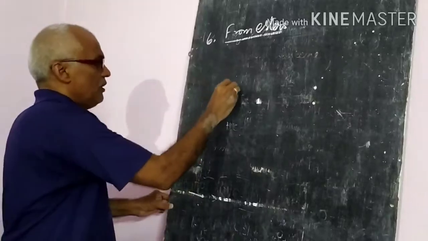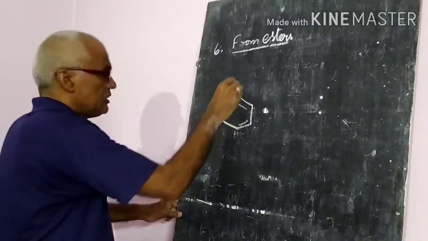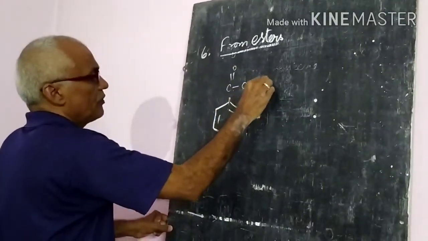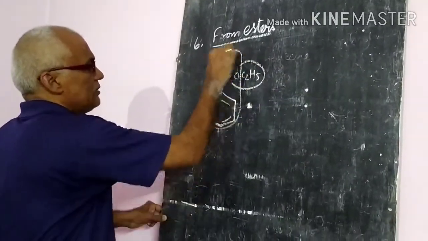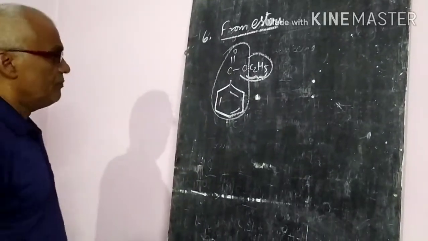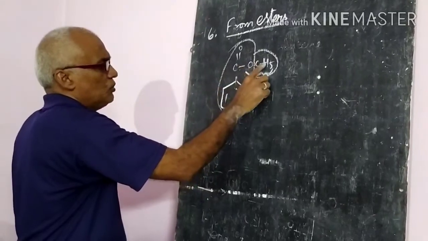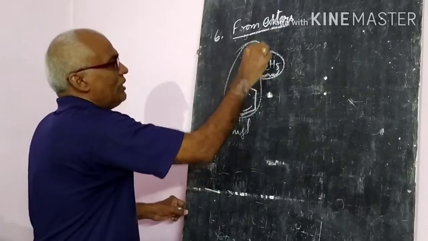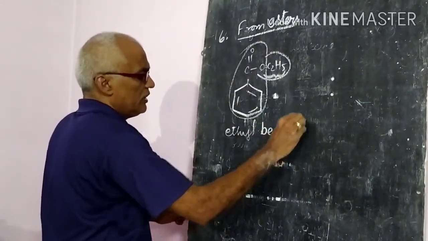One example they have given in the textbook: C double bond O, OC2H5. This is called the acid group and this is the alkyl group. What name is to be given? Ethyl benzoate, with an oxygen bridge between these two. So ethyl and benzoate, an ester. So ethyl benzoate is the name.